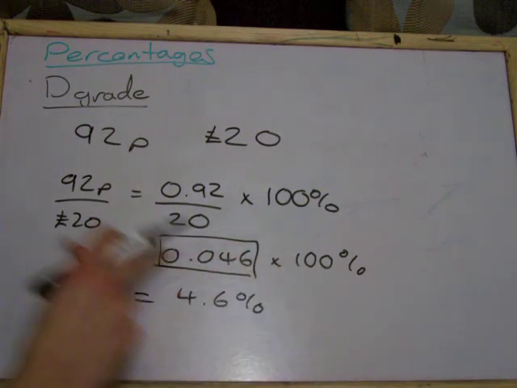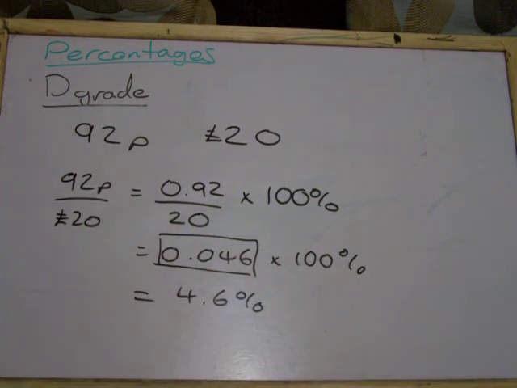Interestingly, that there is the multiplier for 4.6%. So what some people may be seeing straight away or recognising is this connection between the multipliers and the decimals.